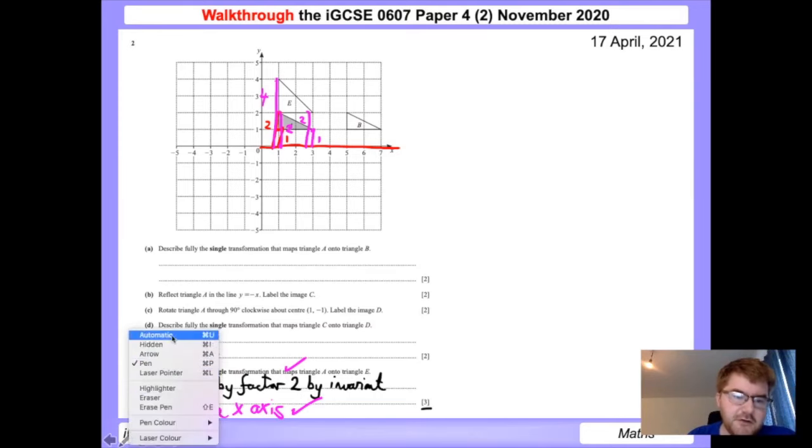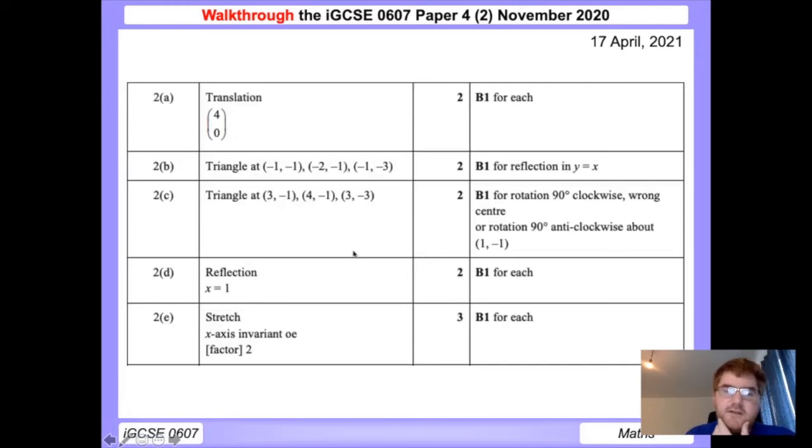So let me show you the mark scheme. So we've got a translation 4, 0. These are the coordinates of the triangle that I reflected and rotated. Reflection x equals 1. And then stretch, 1 mark, factor 2, or stretch factor 2. And the x-axis is our invariant line. Okay, I put invariant line, but as long as you've got invariant there, that is important.